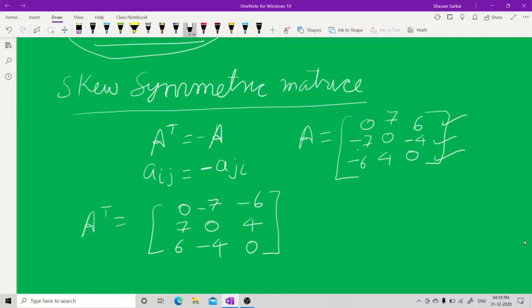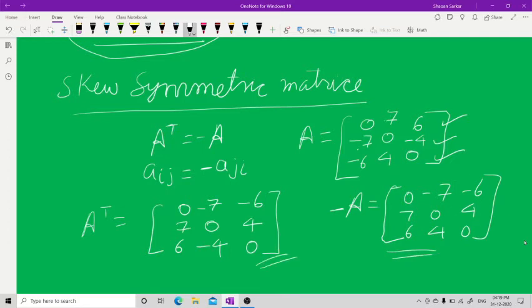Now take a negative of this. Find minus A. Minus A would be just multiplying every element here by minus. 0, minus 7, minus 6, 7, 0, 4, 6, 4, 0. Now can you see this is the same as this? So A transpose is equal to minus A in this case. This is the crux point of this. That's why you saw it in an example.